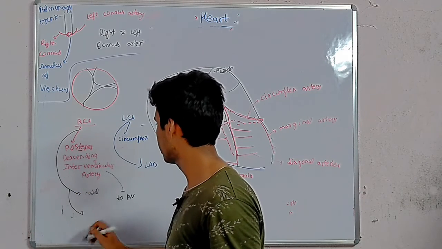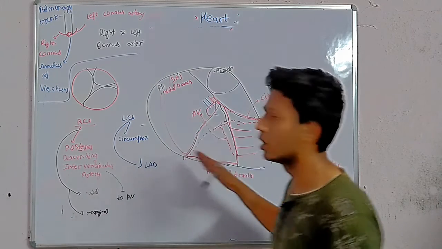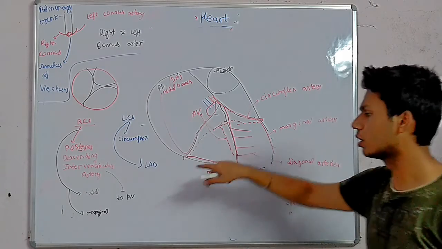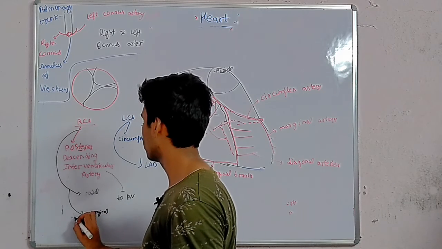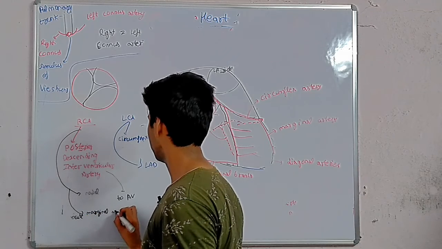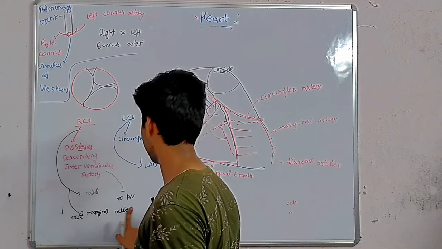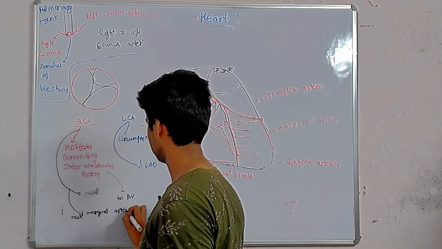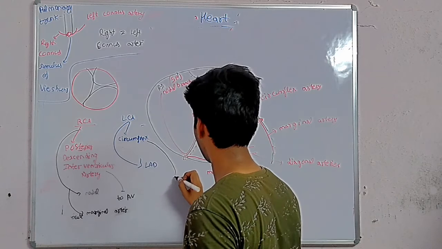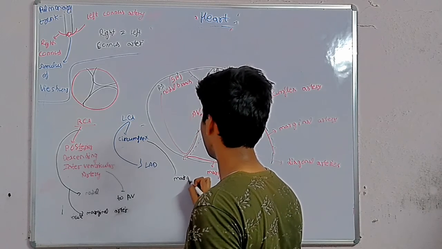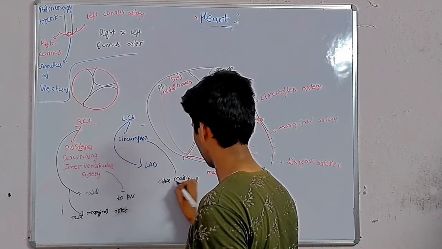So, one marginal artery, which passes just near the inferior border. We call it the acute marginal artery, because it is present at the acute border. Then SA node, AV node. Then from the circumflex, the marginal artery, we can call it the obtuse marginal artery, because it is present near the obtuse marginal border.